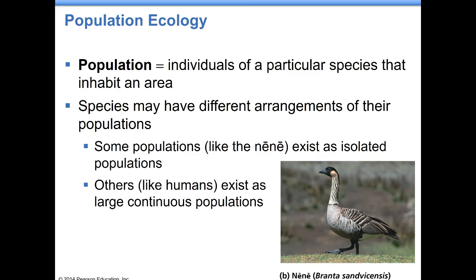When we talk about population ecology, because population was one of those things that we needed to include, this is where you have individuals of a particular species that inhabit an area. We're seeing the nene bird down at the bottom that kind of looks like a combination of a duck and a goose. These are species that may have different arrangements of their populations. Like the nene, it exists as an isolated population.